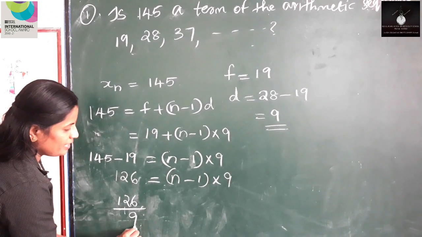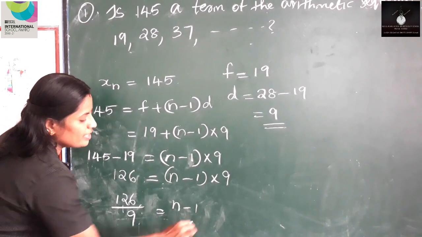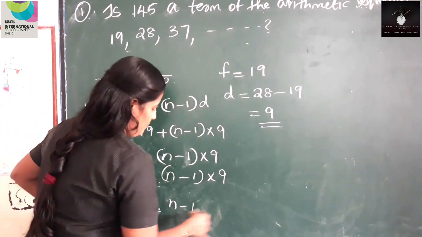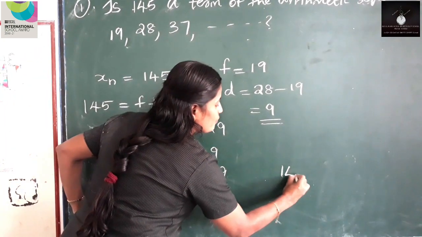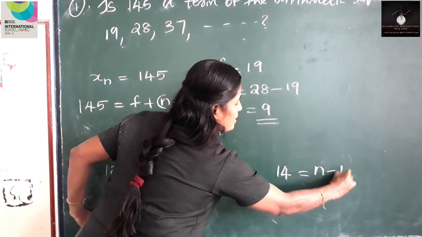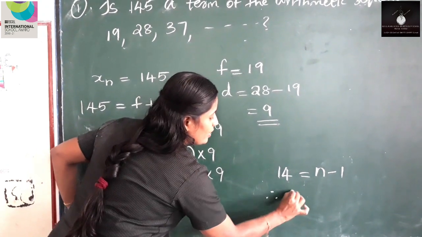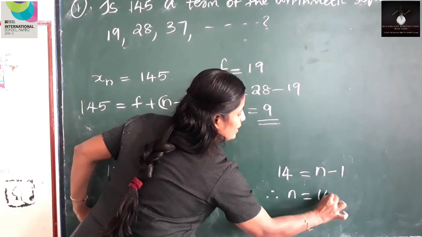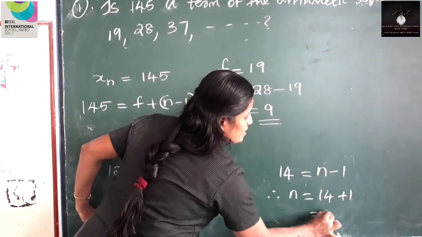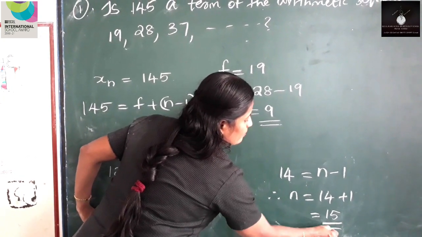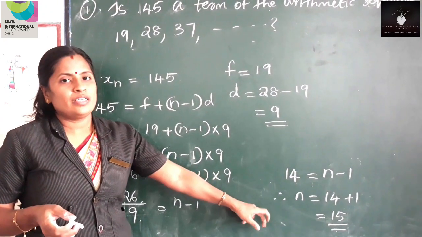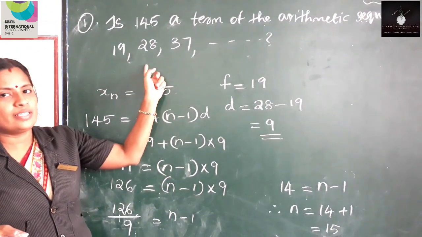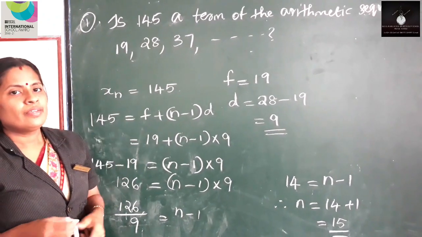126 divided by 9 equal to n minus 1. What is 126 by 9? Just 14. 14 equal to n minus 1. Therefore, n equal to 14 plus 1, which is equal to 15. So, the 15th term of this arithmetic sequence is 145.